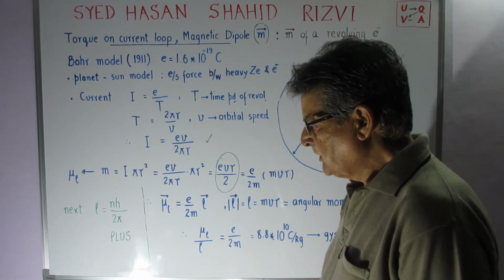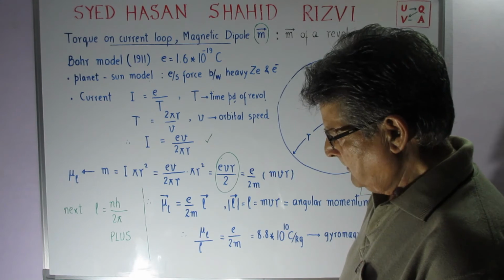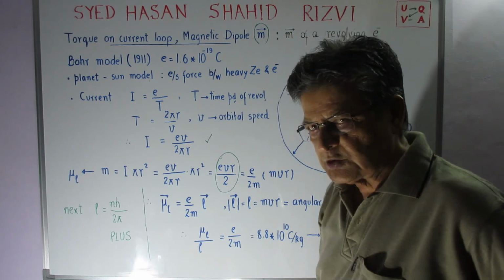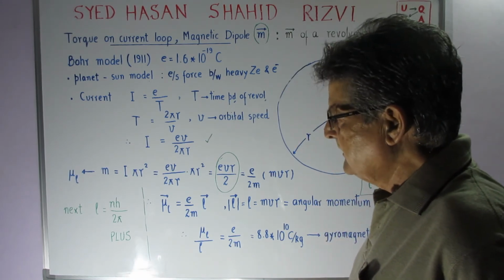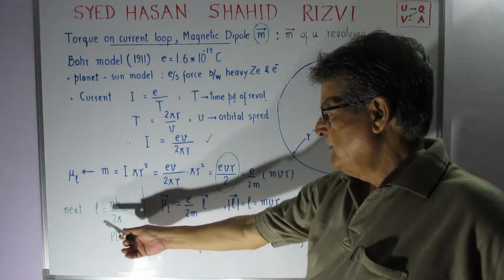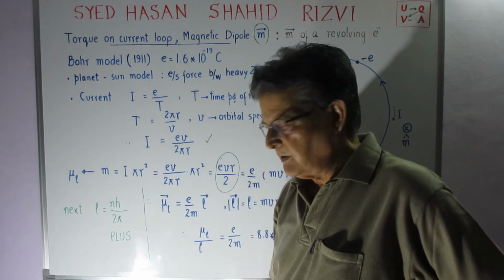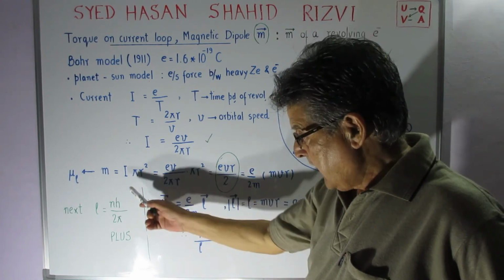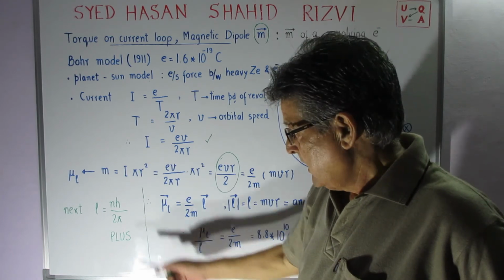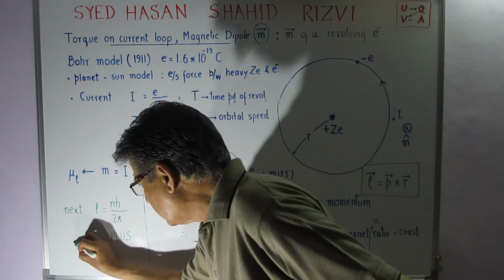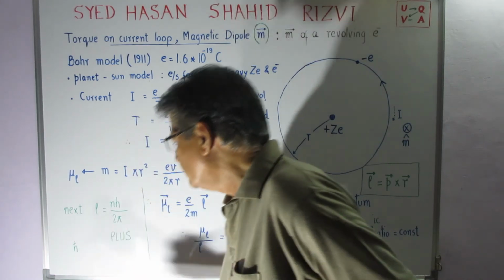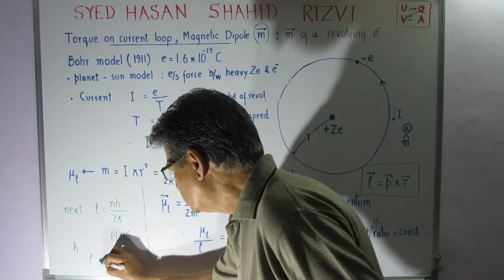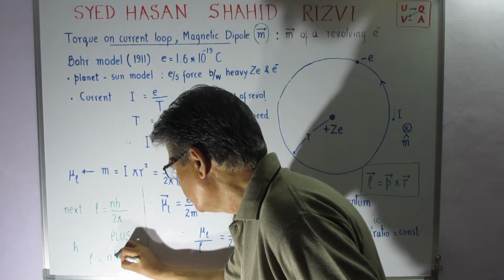Okay, next, after this has been done, Niels Bohr made a very intelligent proposal, and he said that let our L be equal to nh upon 2 pi, where n is a number 1, 2, 3, 4 like that. H is the Planck's constant, and h upon 2 pi is also written as h cross. So L becomes equal to n h cross.